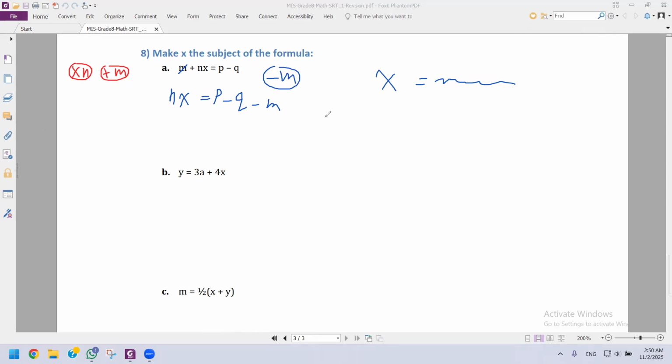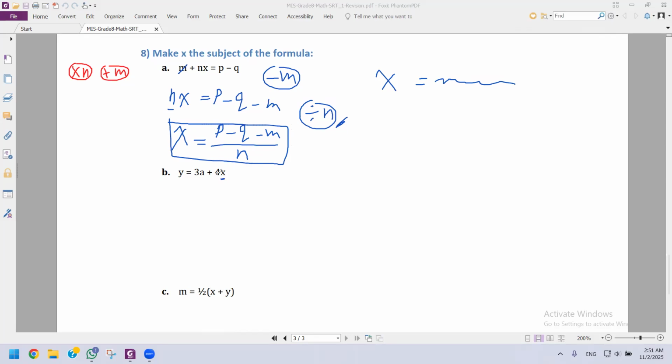Okay, it's cancelled. Next, what do I have next to x? I have times n. Let's do the opposite, divided by n. When I divide by n, this n will cancel. So x is equal to p minus q minus m, and then over n, like this. So now look, x becomes the subject. X is equal to.